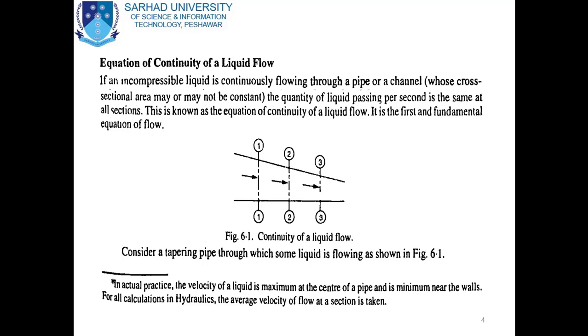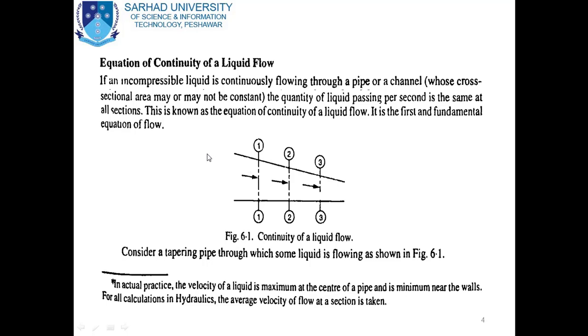Now, to prove the equation of continuity, consider a tapering pipe through which some liquid is flowing, as shown in figure 6.1. This is a tapering pipe through which some liquid is flowing. At section 1,1 the diameter of the pipe is different from the diameter at 2,2, and also at 3,3. All the diameters at different points are different, so the pipe is tapering.